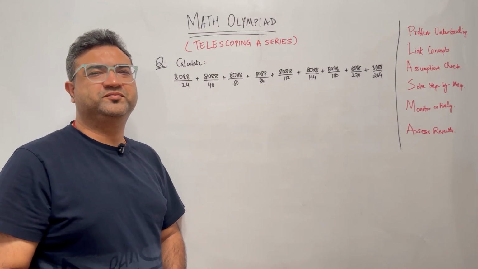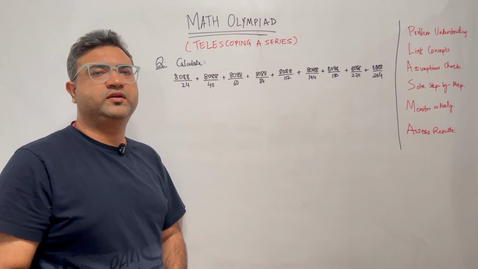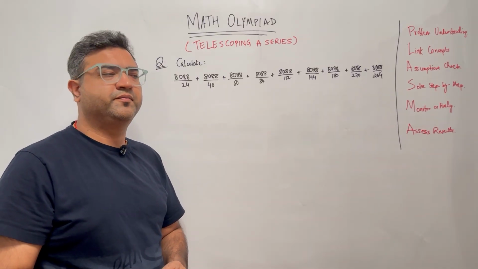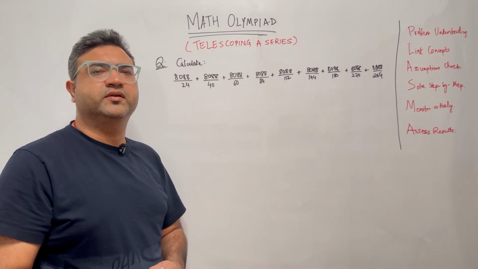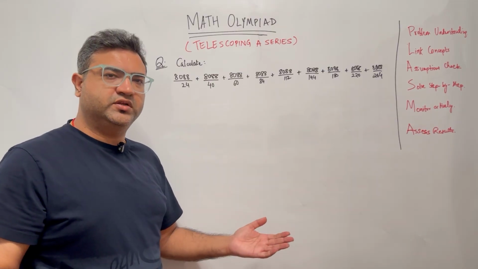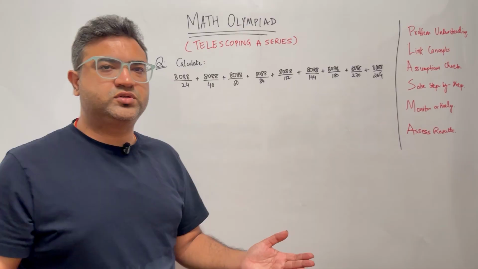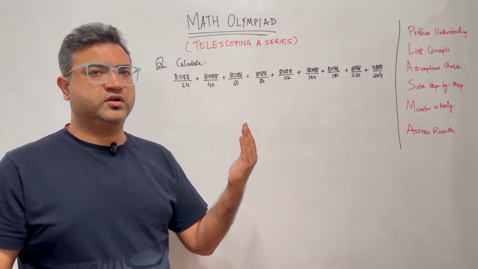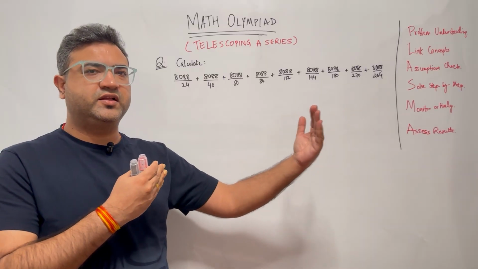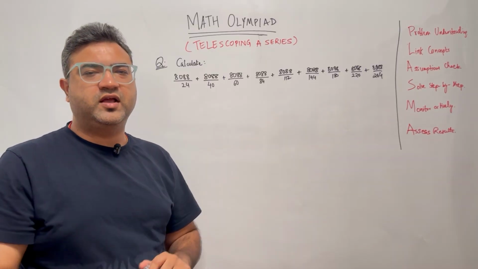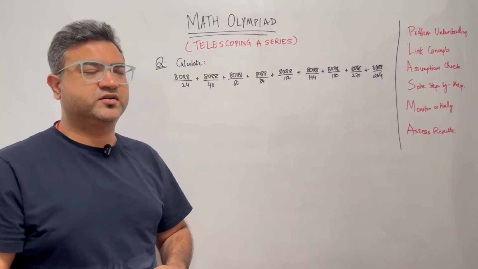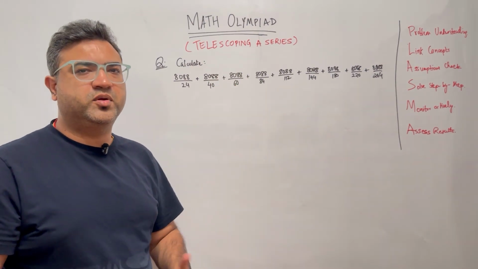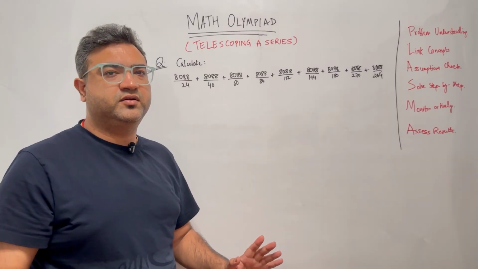Welcome to the video. Today we are going to look at another Math Olympiad problem called telescoping a series. So what exactly is telescoping? You know a general telescope, why is it used? It is to bring any object which is too far closer. So you are basically shrinking the space between so that you can look at the object which is much further away.